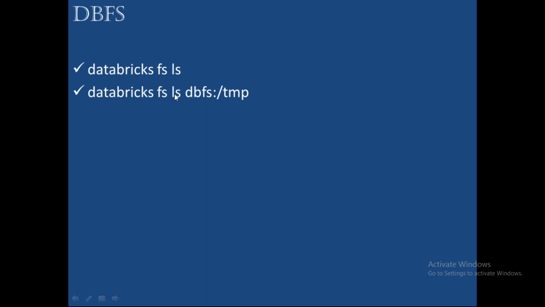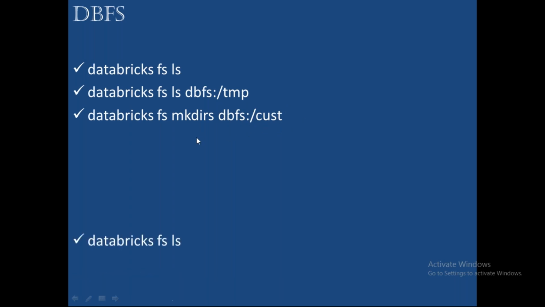Then you need to say ls specifically for this particular folder. Can you list down the content which is there in this folder? If you are not mentioning anything, it will take the root. If you are specifying some folder, whatever content is there at that folder level, ls will display it. Now if you want to create any directory, mkdirs, and what is the directory name? dbfs:directory name. Next, databricks fs ls, same command.